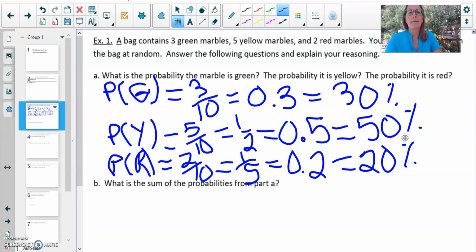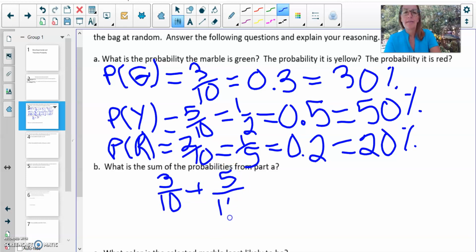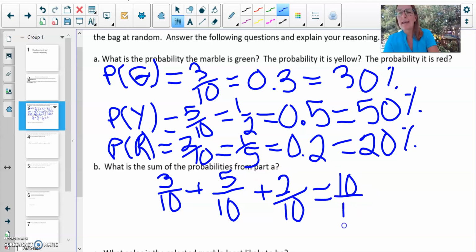Part B, what is the sum of those probabilities? So we're going to add them together. I'm going to look at the fractions with the common denominator. I'm going to add together 3/10, 5/10, and 2/10. And when I add those together, we get 10/10, which is 1.